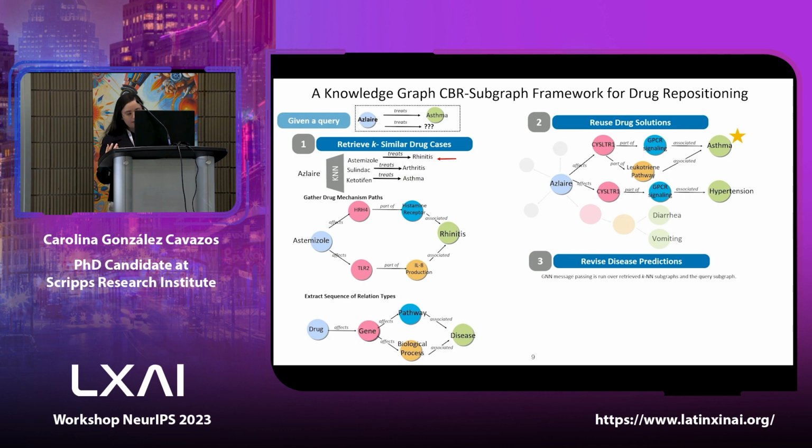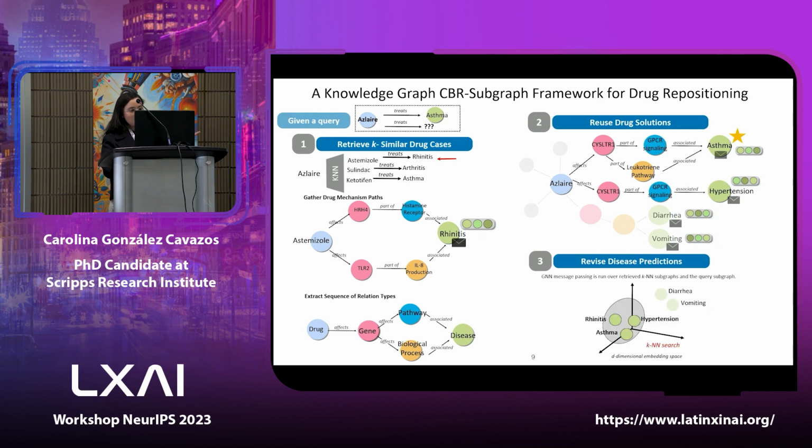And so, taking in mind the idea of case-based reasoning, where similar cases should have similar solutions, we use a graph neural network message passing framework to encode the local structure of the similar drug cases, as well as the local structure of the query that we're solving. And then we simply identify which representations are more similar between them.